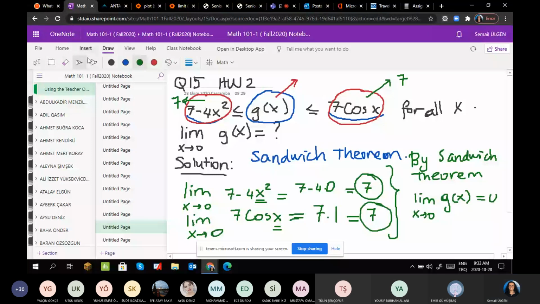I'm sorry, let me erase this. Yeah, I made a mistake. It has to be the same, which is 7. Okay, we are done. We have to write this theorem and name it. When we are solving it, we have to state that by the sandwich theorem, the limit is like this. You have to say that in your writing.